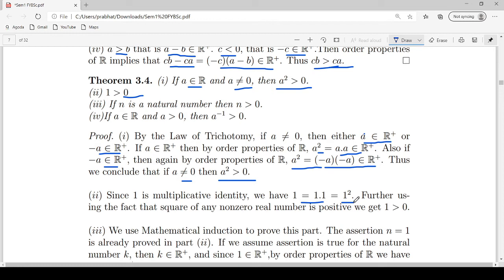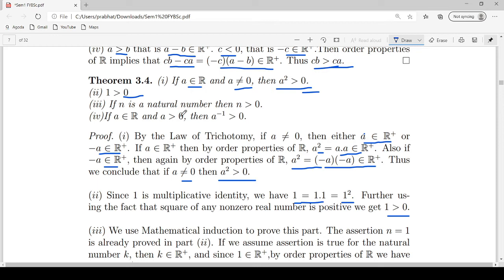And in the first statement here only we have proved that the square of every non-zero real number is strictly greater than 0. And we know that 1 is not equal to 0. Therefore 1 square should be greater than 0. But 1 square is 1, that means 1 is also greater than 0, because 1 is equal to 1 square. So you get 1 is greater than 0.